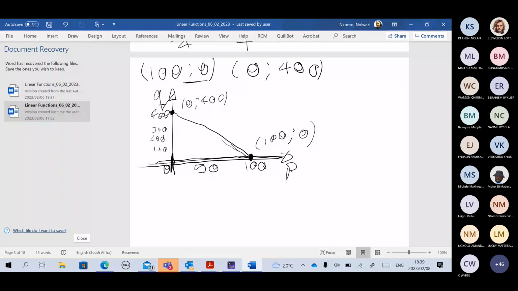But then another question was to interpret this graph, right? So to interpret this graph, you'll say, remember, this is the price. You can say if the price is 100 rand, the quantity demanded is 0. Remember, Q is 0 here. And Q represents the demand and P represents the price. So when the price is 100 rand, the quantity demanded is 0, meaning you won't have buyers if your price is 100 rand.